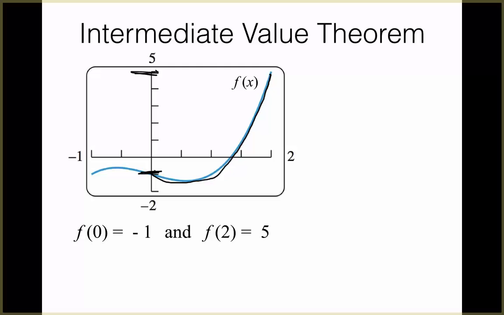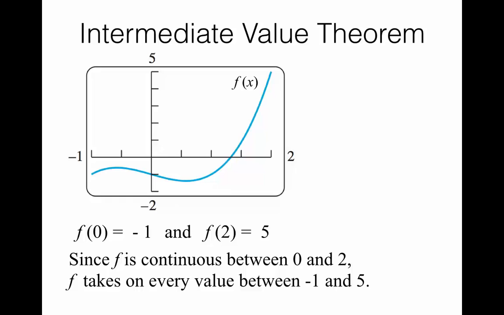So the intermediate values are any value between -1 and 5. We know that for sure the function will hit every single height between -1 and 5 between x equals 0 and x equals 2. So since f is continuous between 0 and 2, the function f takes on every value between -1 and 5. Again, this is a consequence of the function being continuous.